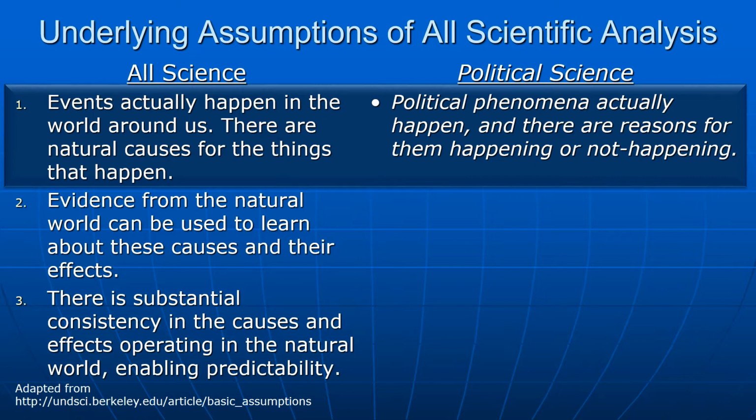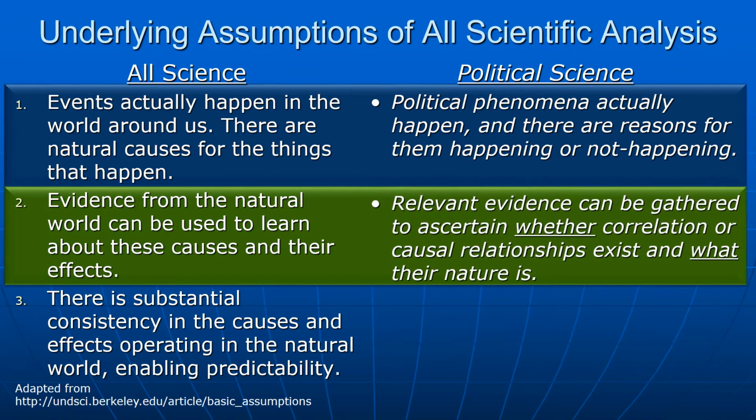And there are reasons that things happen or don't happen. So we have a fundamental belief that some people vote, some people don't, and there are reasons for it. Or some bills get passed, other bills don't get passed. There's a reason for that. Or some presidents will nominate certain kinds of judges, and they won't nominate other kinds of judges. Some kinds of judges will be approved, other kinds won't be approved. Our underlying assumption is that political phenomena do happen in the real world, and that there are causes for the things that we see happening.